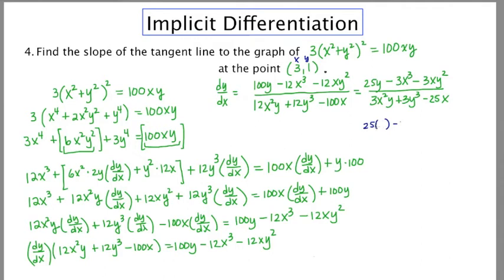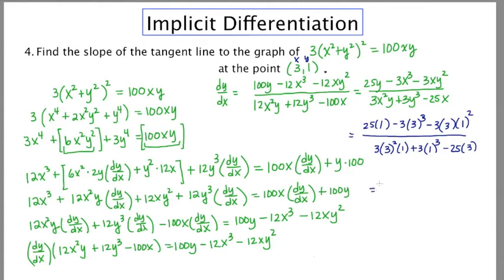25 times 1 minus 3 times 3 cubed minus 3 times 3 times 1 squared all over 3 times 3 squared times 1 plus 3 times 1 cubed minus 25 times 3.